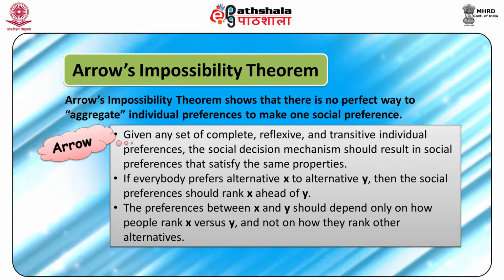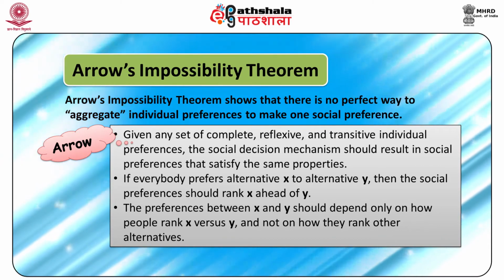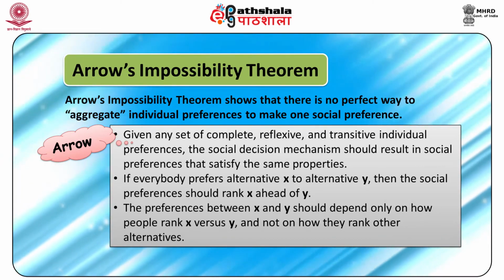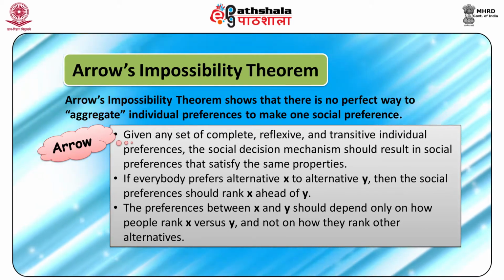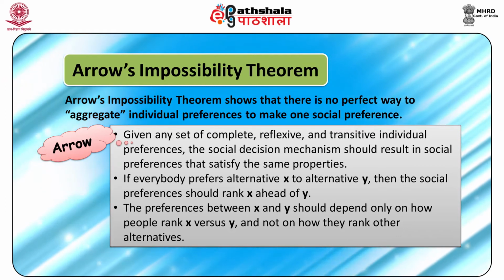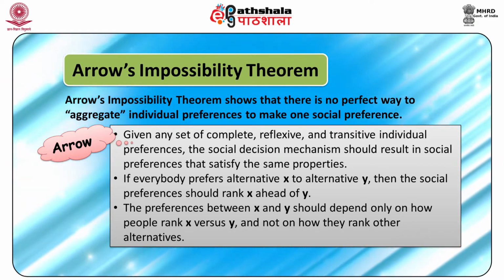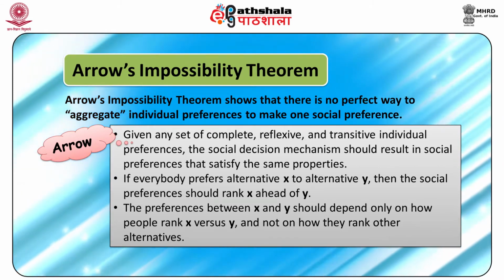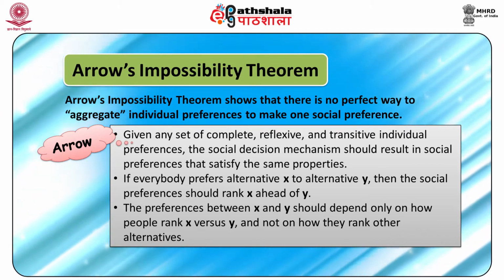B. If everybody prefers alternative X to alternative Y, then the social preferences should rank X ahead of Y. C. The preferences between X and Y should depend only on how people rank X versus Y and not on how they rank other alternatives.